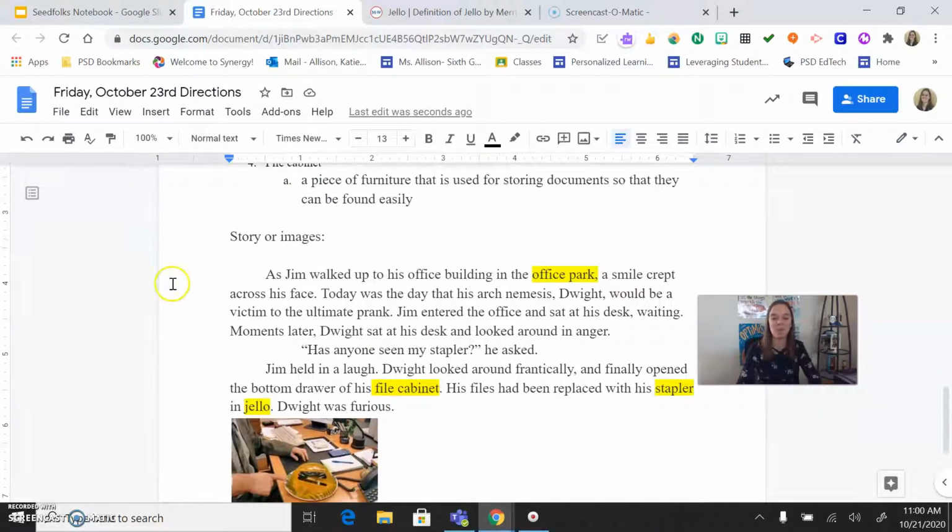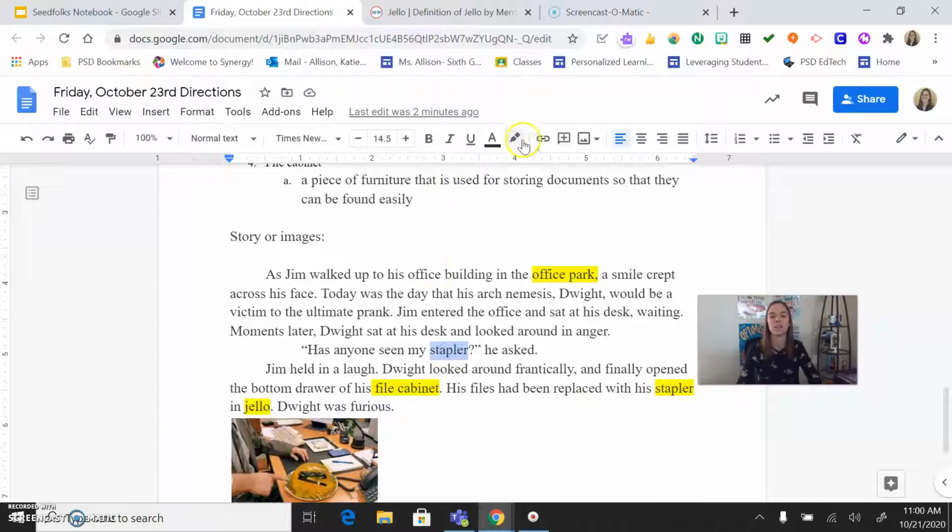So maybe you've heard this one before. As Jim walked up to his office building in the office park, and I'm going to highlight the words that I use, a smile crept across his face. Today was the day that his arch nemesis, Dwight, would be the victim of the ultimate prank. Jim entered the office and sat at his desk waiting. Moments later, Dwight sat at his desk and looked around in anger. "Has anyone seen my stapler?" he asked.